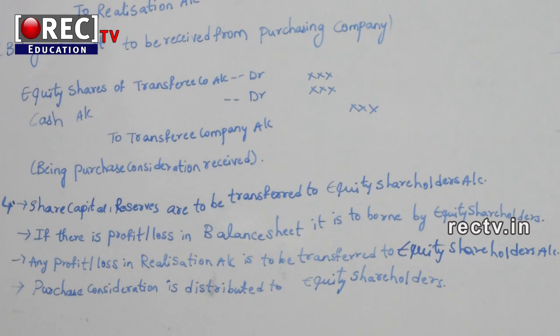And after tallying the realization account, we will get either profit or loss. Any profit or loss in the realization account is also to be transferred to the equity shareholders account. Now, after receiving the purchase consideration from the purchasing company, the liquidator of the selling company has to distribute this purchase consideration to the owners, that is, to the equity shareholders. So that is why I have written here, purchase consideration is distributed to the equity shareholders.